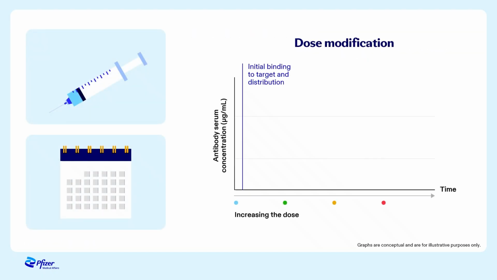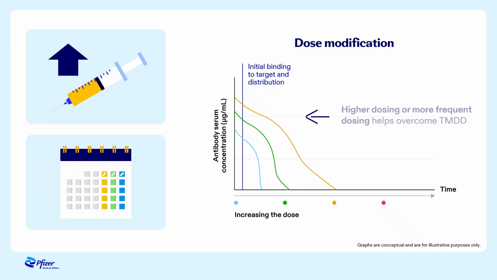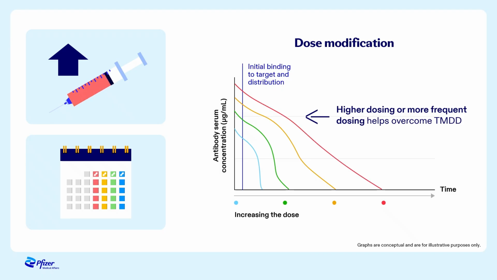The dosing regimen of a drug can be optimized, with higher doses given to saturate the target, or more frequent doses given to maintain target concentrations. Administering high or frequent doses can help to maintain the therapeutic concentration of active drug in the body.